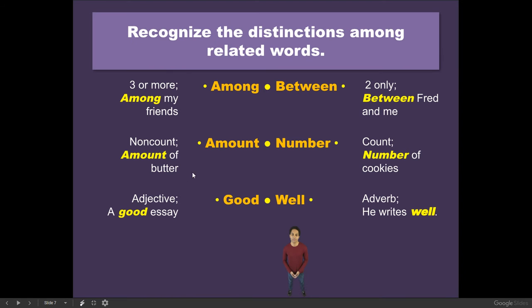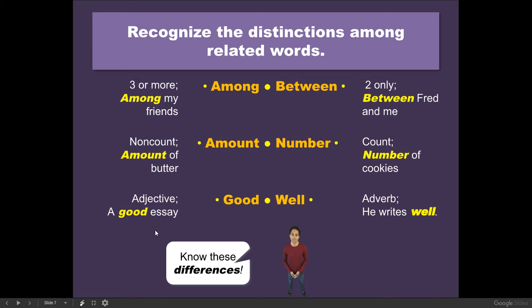Okay? So the word among. If you're using among, then you are referring to 3 or more. You are among friends. Between friends, you are only using 2. Between Fred and me. Amount is not a count. So it's an amount of butter, something that you can't necessarily count, but a number is a specific item that you can count. So this is just kind of ambiguous, and then this is specific.